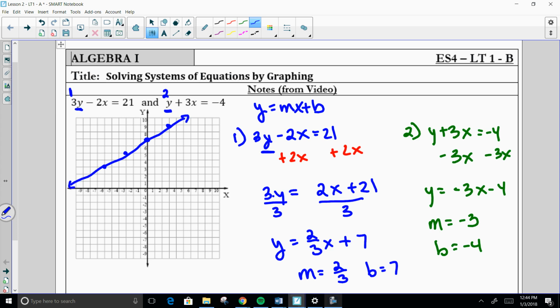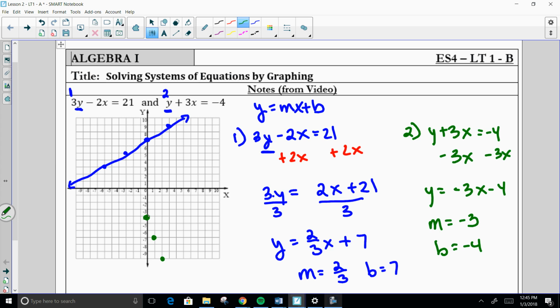Okay? Now I'm going to graph the second line. So my y-intercept is -4. So I'm going to go to my y-intercept of -4. 1, 2, 3, 4. So there's my y-intercept of -4. Then my slope is -3. So I'm going to go down 1, down 2, down 3, right 1.